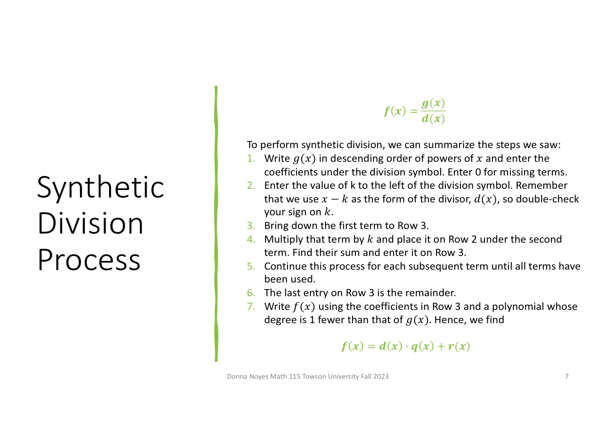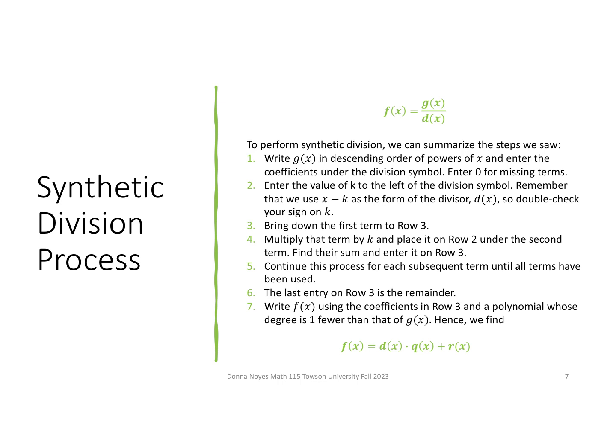So let's see this process. I wrote it out just like we did it on the last page, but now we're going to practice it a lot. To perform synthetic division on a function f of x that is given as g of x divided by d of x, remember d is our divisor, let's summarize this. Number one, write g of x in descending order of powers of x, if it isn't already, and then enter the coefficients under our division symbol. Enter a 0 for any missing terms, even a constant at the end, which could still have a 0.